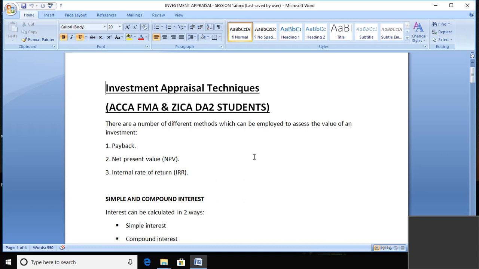Now, this technique uses trial and error to discover the discounting rate which produces an NPV equal to zero, and that will be considered more like a break-even rate. So for a project to be acceptable as viable, it must bring in a return that is higher than the internal rate of return.